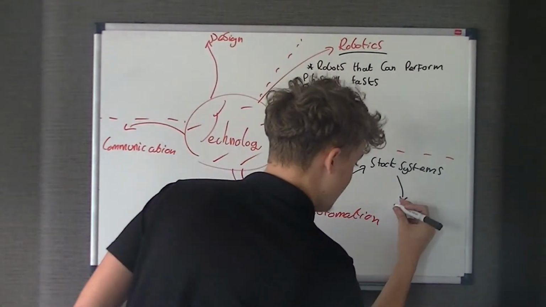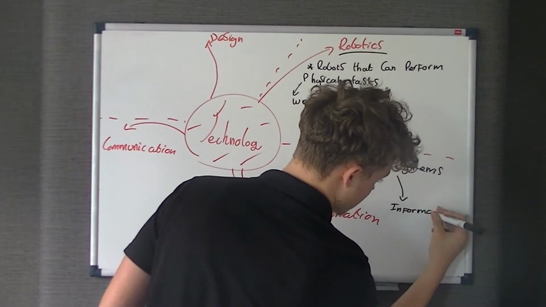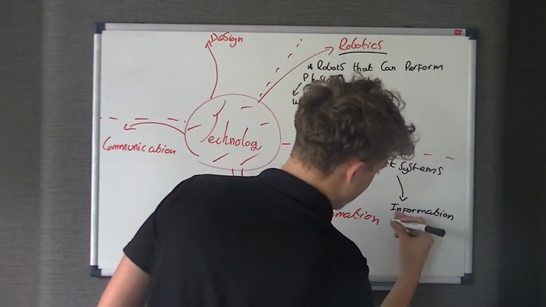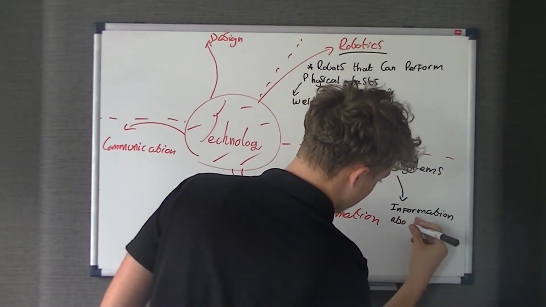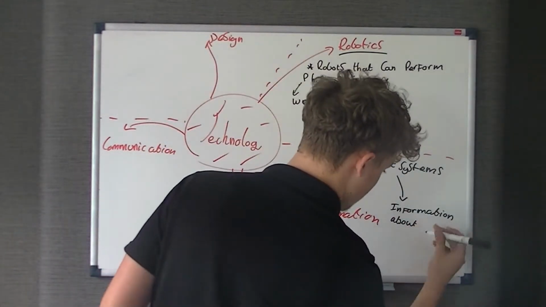So it gives you information about the stock levels and allows you to access it any time. And obviously with it being automated, it changes when something goes in and something goes out, keeping the stock levels up to date.